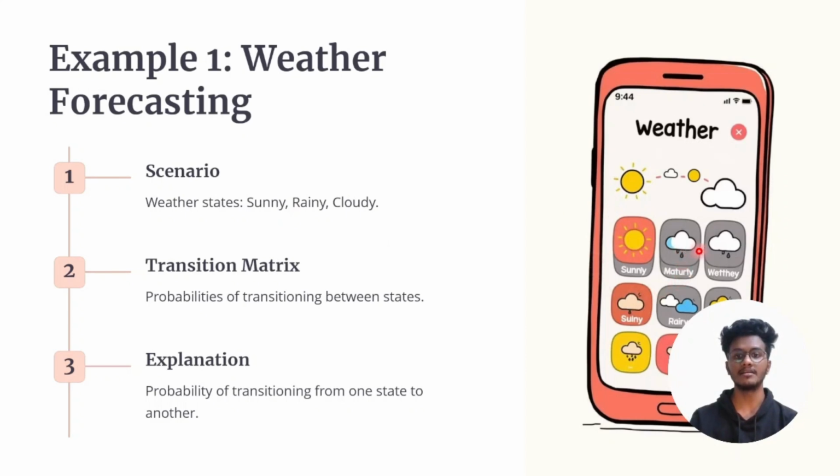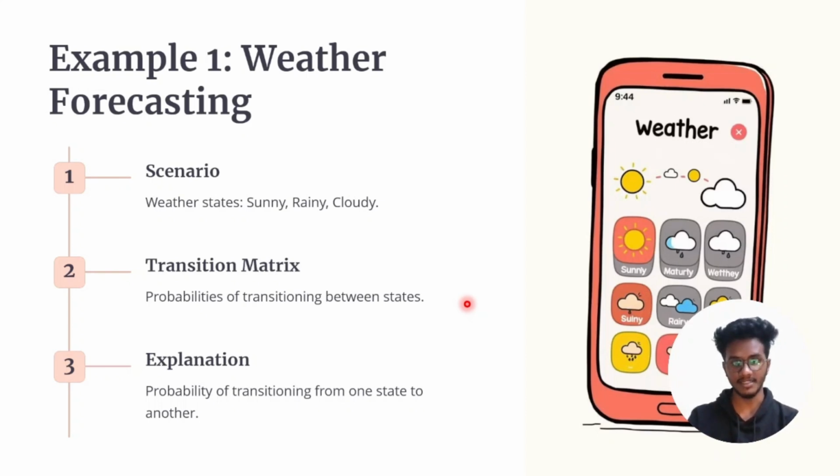Probability it turns rainy after a sunny day is 0.2. Probability it stays rainy is 0.6. Probability it turns sunny after a rainy day is 0.4. This shows a transition state based on these probabilities.